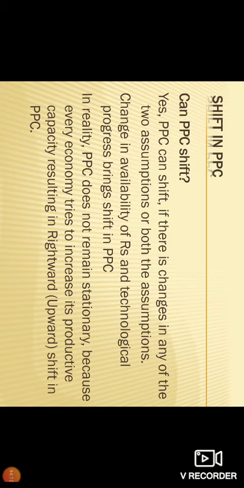So can the PPC shift? Yes, of course. It can shift either rightward or leftward when the two assumptions change. What are the two assumptions? Change in the availability of resources and technology, either progress or degradation. If there is progress, it is a rightward or upward shift. If there is degradation of resources and technology, it is a leftward shift. That's what I said: G combination. Progress, rightward shift, so that is H combination.